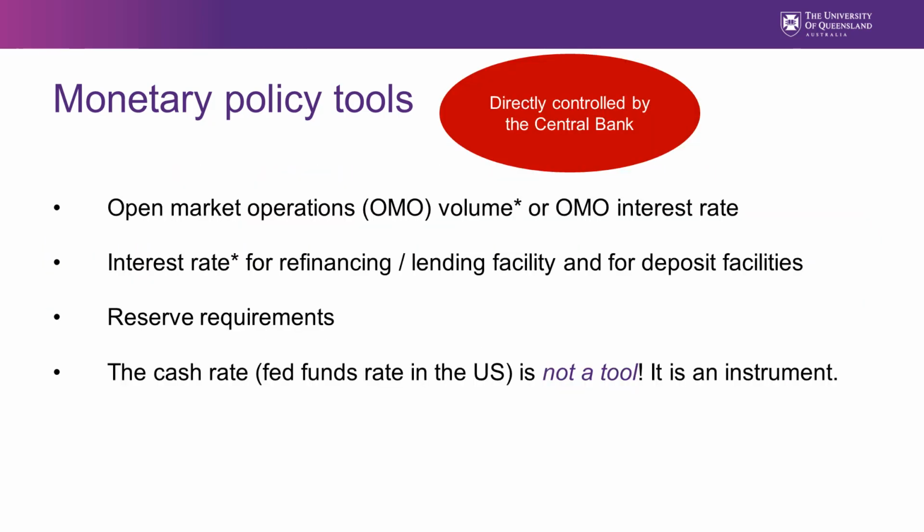It's their choice. An obvious one is the volume, and again it's an asterisk because that's what we do in Australia and in most countries. What they control is how much ESF they inject in their open market operation every day in the auction. In other countries, it's not the volume injected, but the interest rate of the open market operation. That could be what they decide.